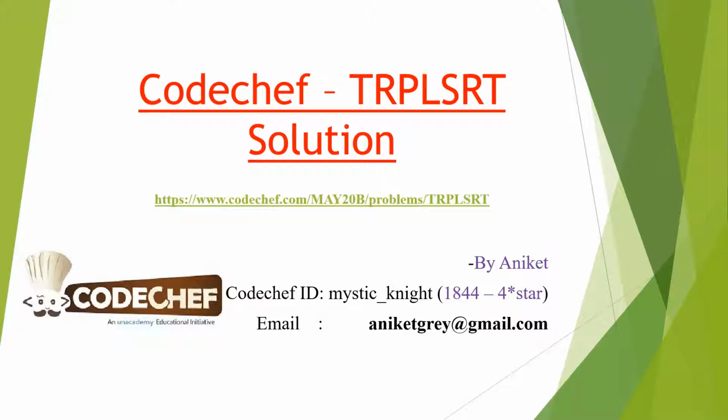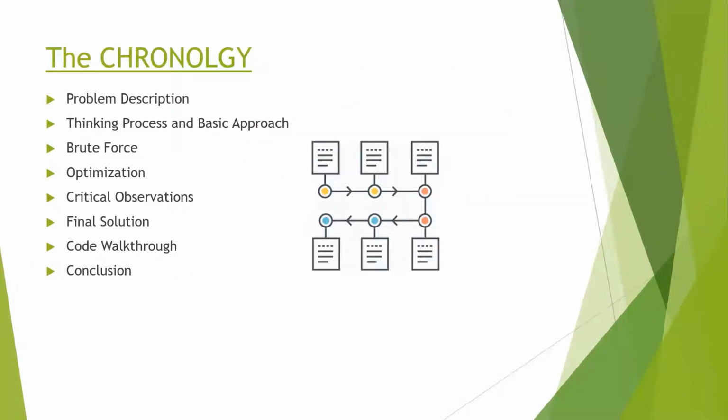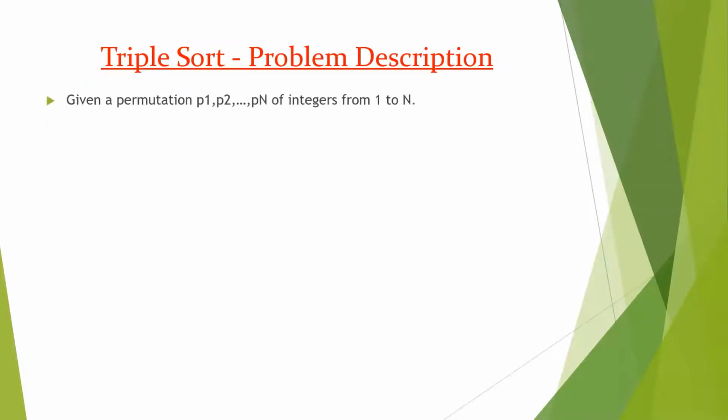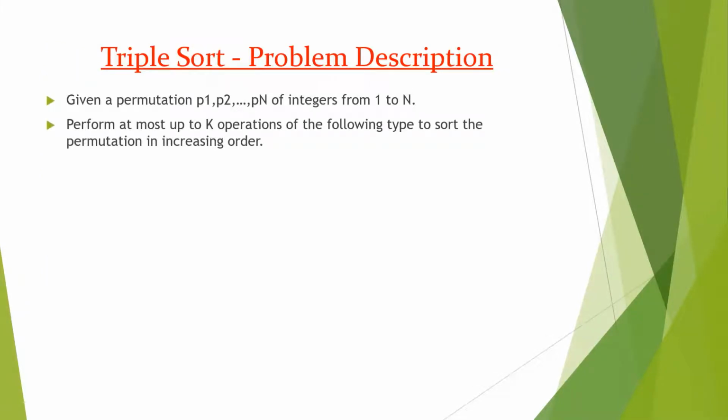So let's get started. A basic chronology of the video is as follows. Let's see the problem description first. The problem given is that we have a permutation of integers from 1 to n and we need to perform at most k operations such that we are able to sort the array in increasing order.